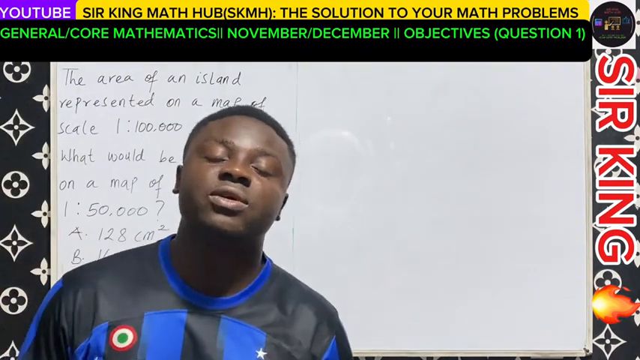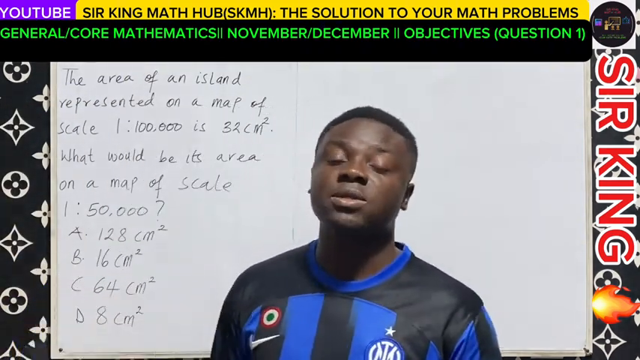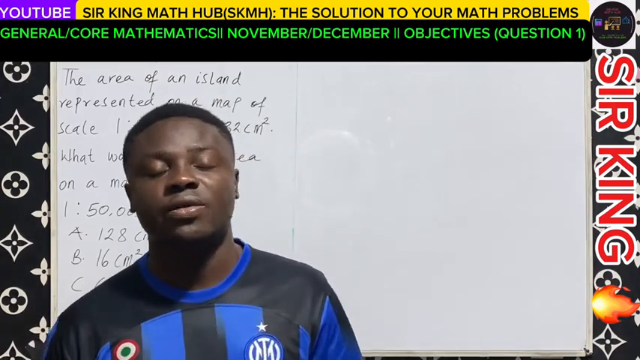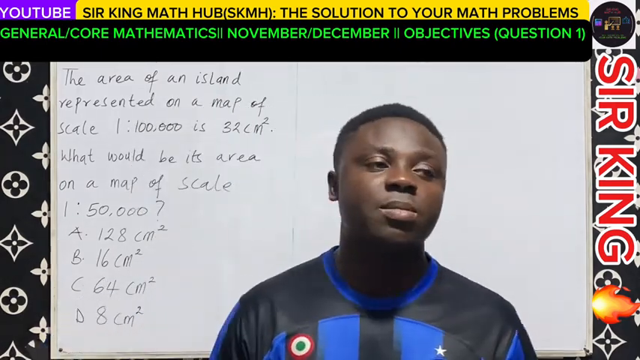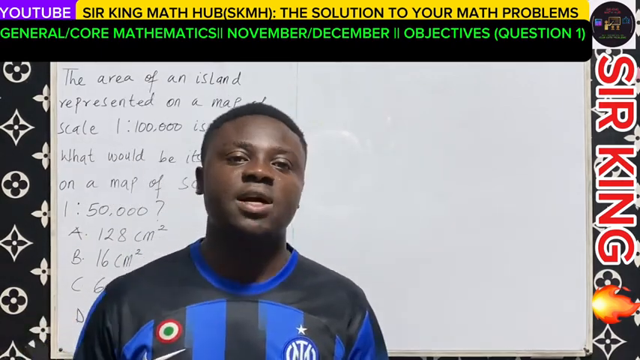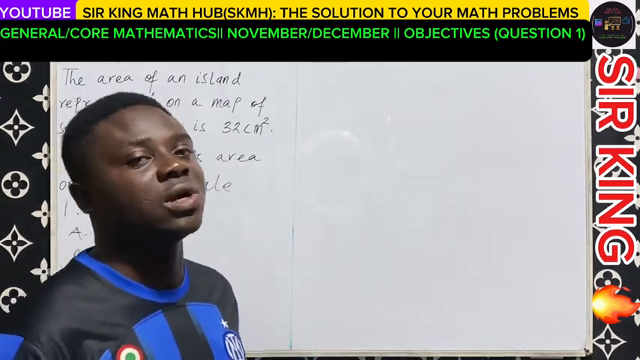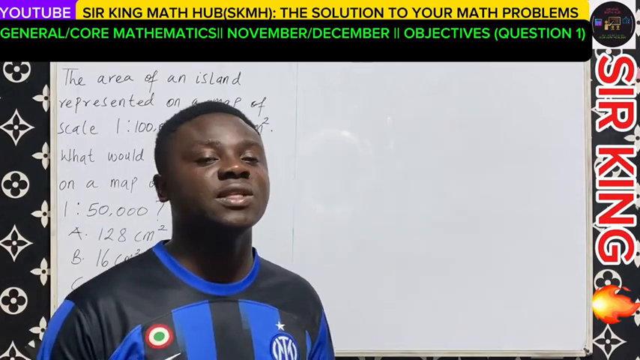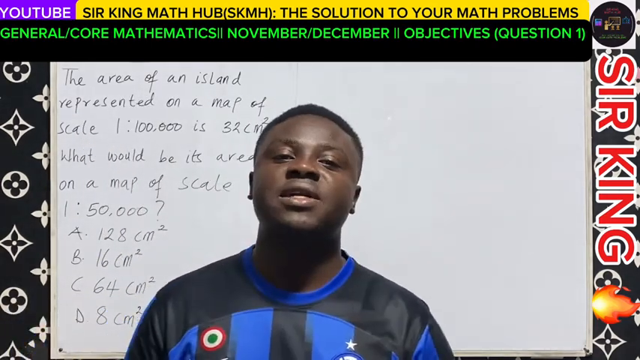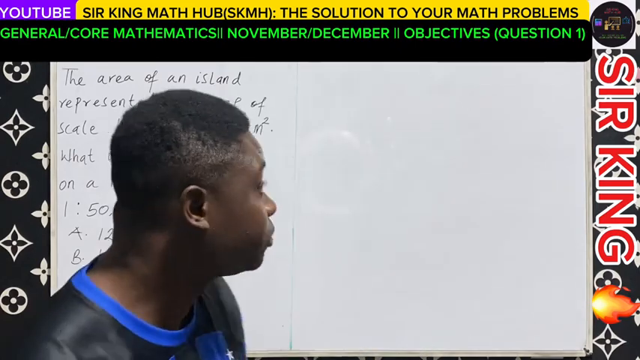So I have a question for you. Between the two maps, we know that the first map has a scale of 1:100,000, and the second map has a scale of 1:50,000. Which of them is bigger? 1:100,000 and 1:50,000, which of them is bigger? Let me answer in the comment section.